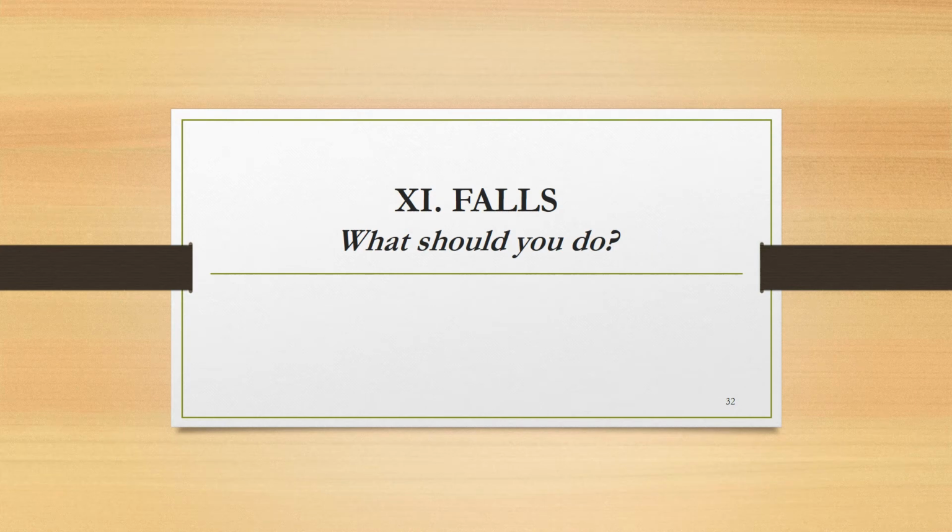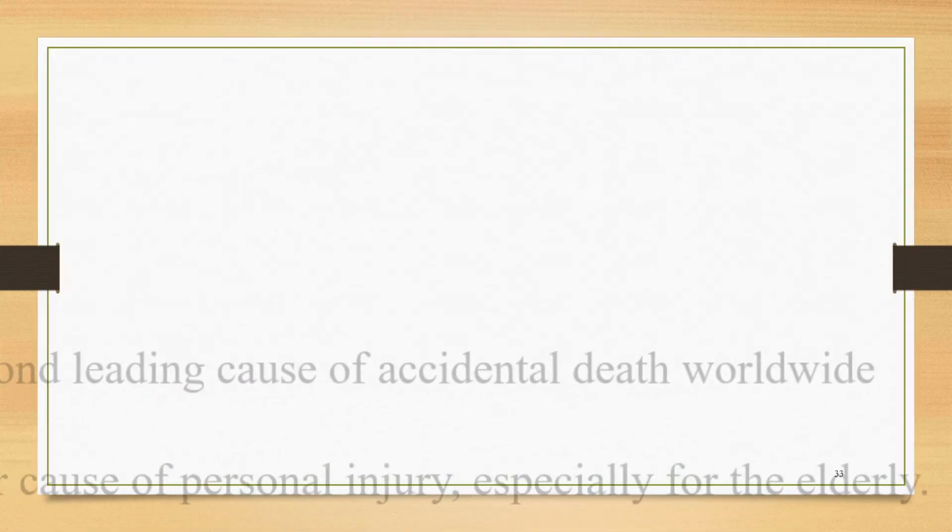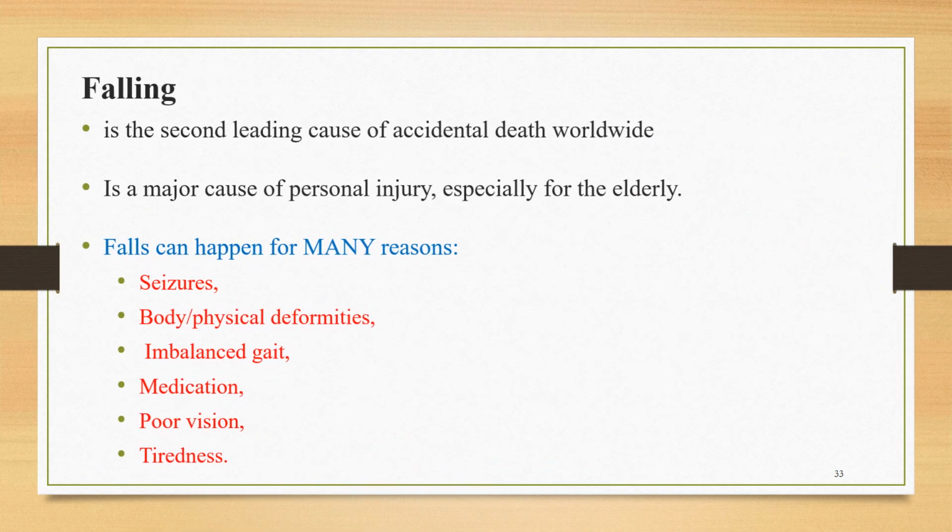Falls. What should you do? Falling is the second leading cause of accidental death worldwide. It is a major cause of personal injury, especially for the elderly. Falls can happen for many reasons: seizures, body or physical deformities, an imbalanced gait, medication, poor vision, even tiredness.